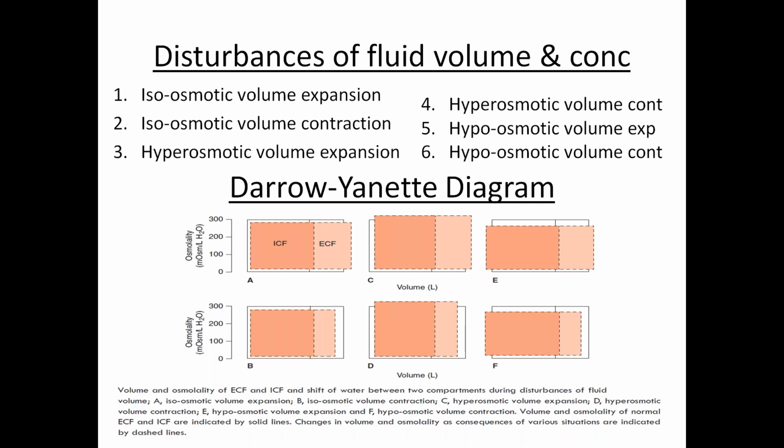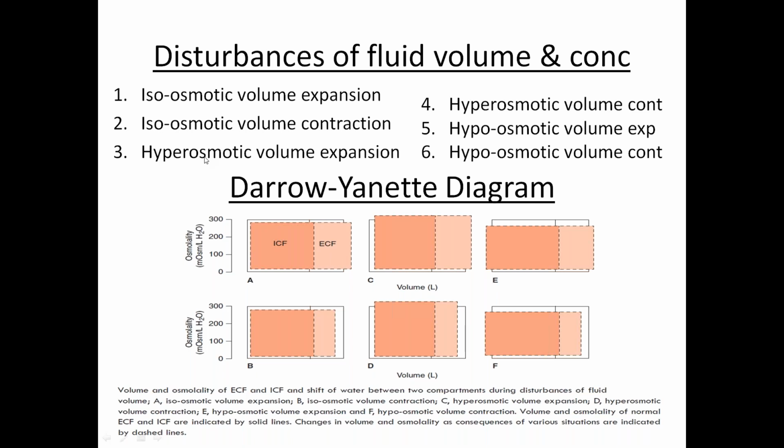So let's learn about the disturbances of fluid volume now. Your first situation that we are looking at here is an isoosmotic volume expansion. What do you think can cause an isoosmotic volume expansion? Possibly infusion of isotonic fluids. I just told you which are the isotonic fluids, for example, a 0.9% sodium chloride solution. Now on doing so, what are the consequences? Your ECF volume increases.